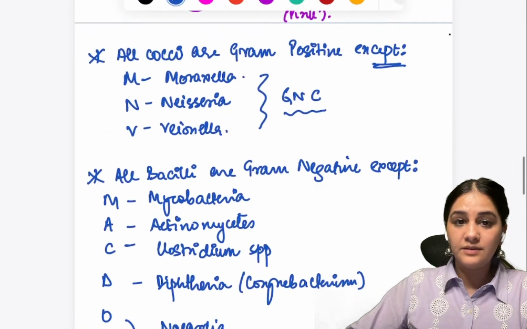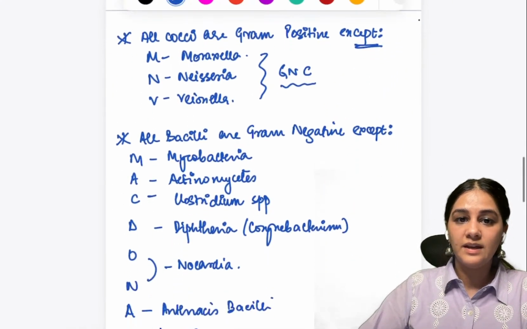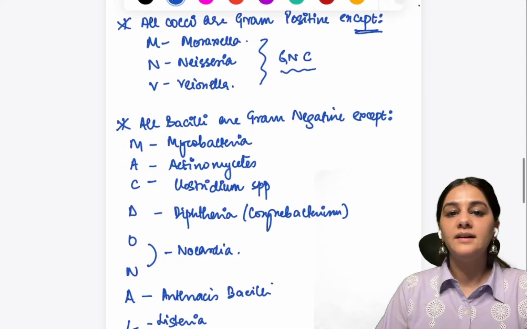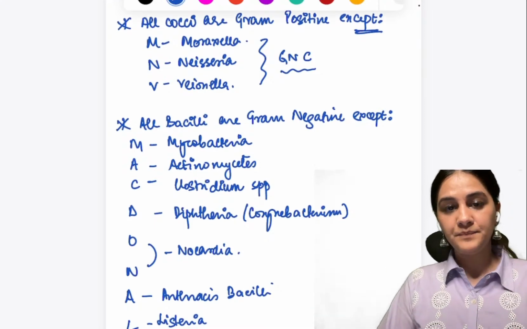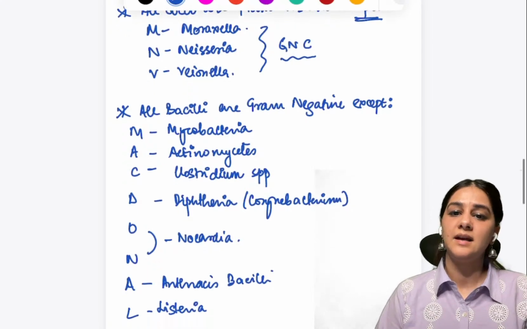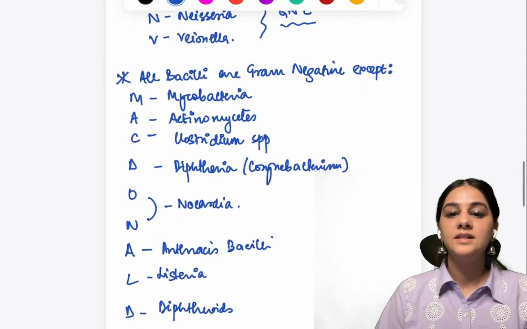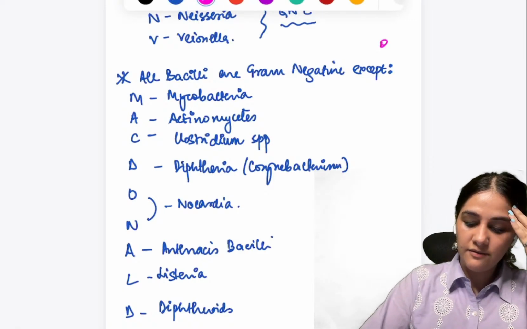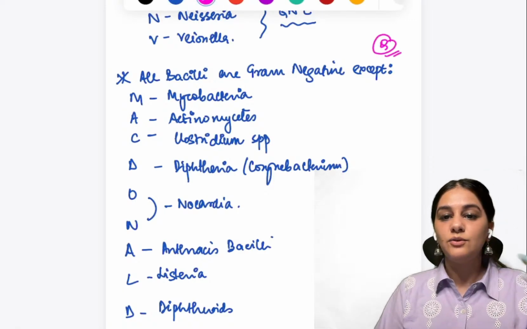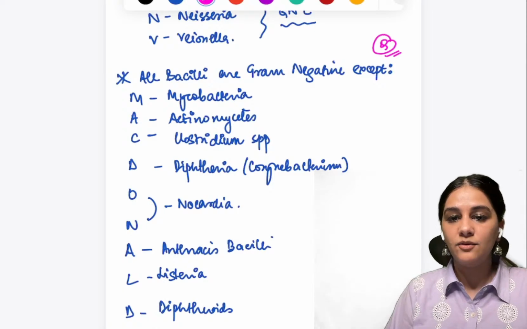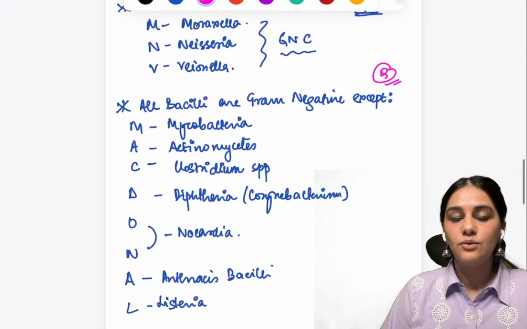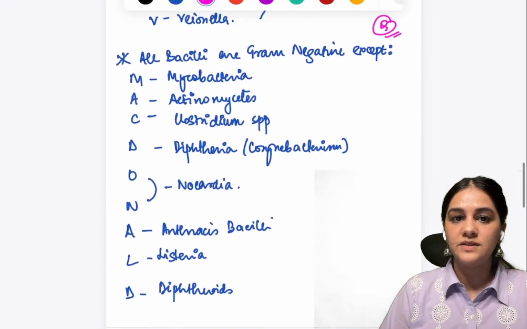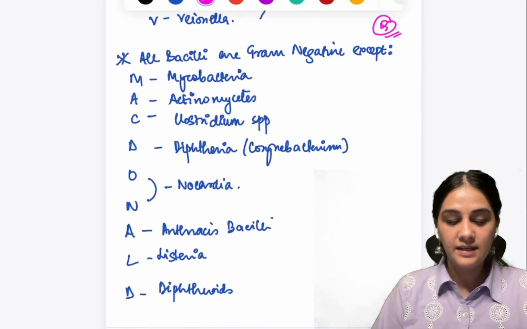So just remember this, write it somewhere. This is very, very important. All cocci are gram positive except M, N and V, and all bacilli are gram negative except the McDonald. This way you're never going to forget, and you get a lot of questions on this. They will just give you a bacilli and ask if it's gram negative or gram positive, or they'll give you a cocci and ask is it gram negative or gram positive. So just remember these two mnemonics.